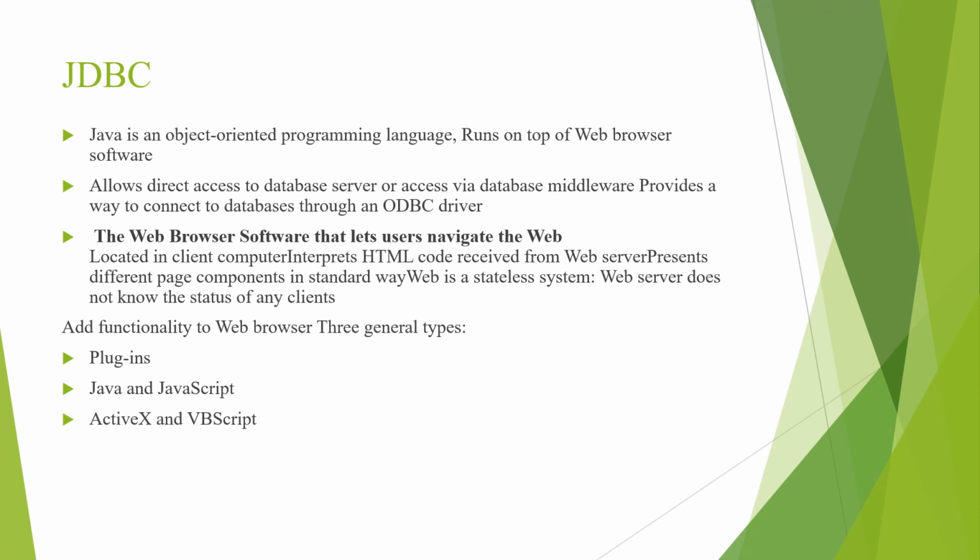There are three general types of functionality that can be added to a web browser. The first one is plugin types. The next one is Java and JavaScript types, and the third one is ActiveX and VBScript types. These are the types we use for front end designing for web browser software. Based on these, we connect to the data source or data repository with the help of JDBC and ODBC connectivity drivers.